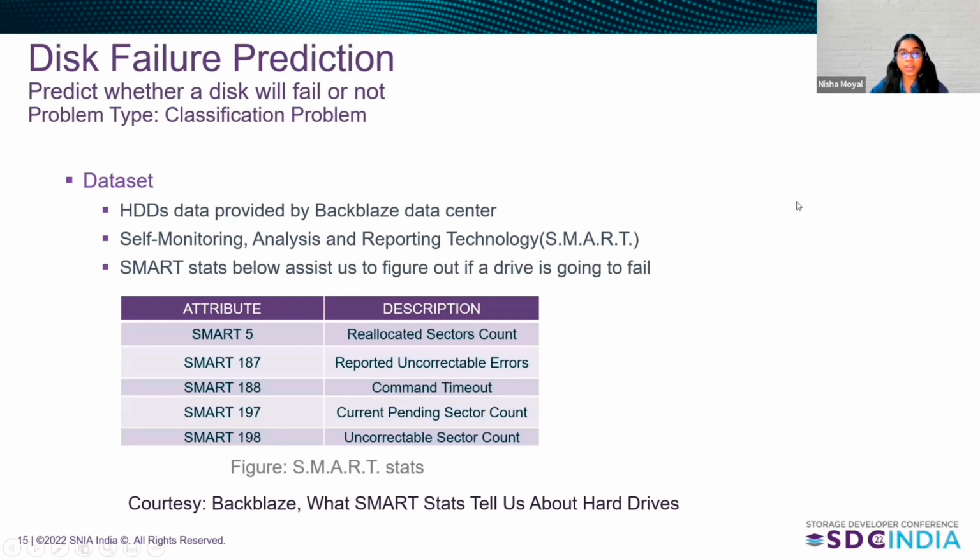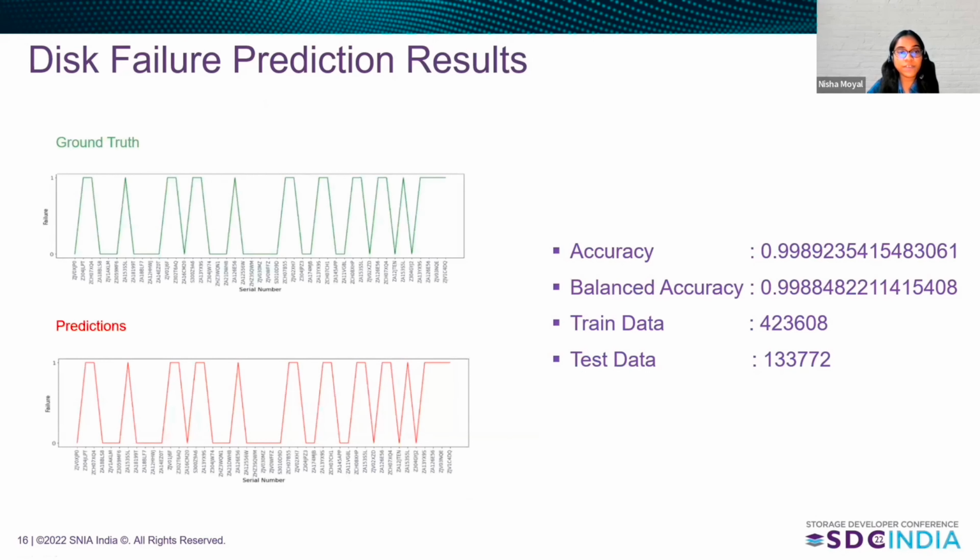So for our trials, we are using Q2, Q3, and Q4 data sets of 2019 provided by Backblaze. And let me show you what results we have got when we ran our disk failure prediction with AutoGluon. If you look at the predictions and the ground truth values, you will find that our predictions are approximately matching the ground truth.